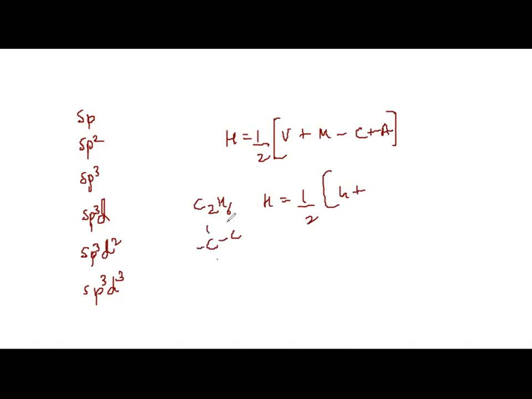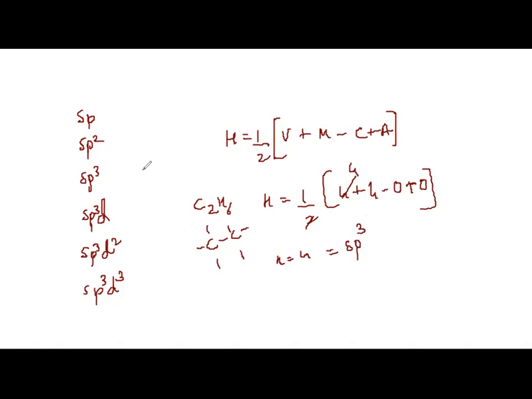I'll show you the structures. Each carbon is bonded to 3 hydrogens through a single bond and 1 carbon through a single bond. So how many? Total 4. Minus charge on cation is 0, charge on anion is also 0. So 4 plus 4 is 8, and half of 8 is 4. H is equal to 4 means what? What type of hybridization? 4 hybrid orbitals. It is sp3 hybridization. Similarly, you can do it for all of them and you can check it.